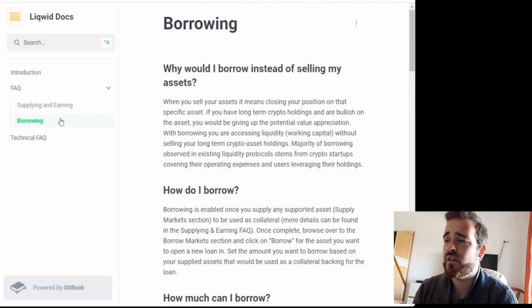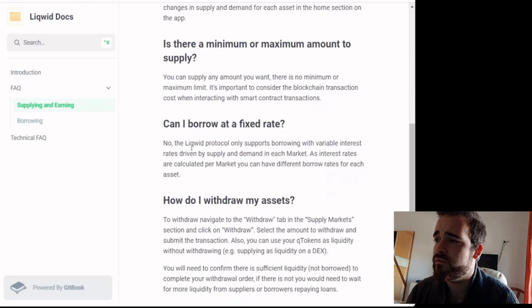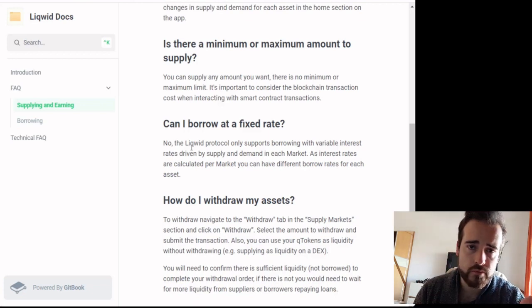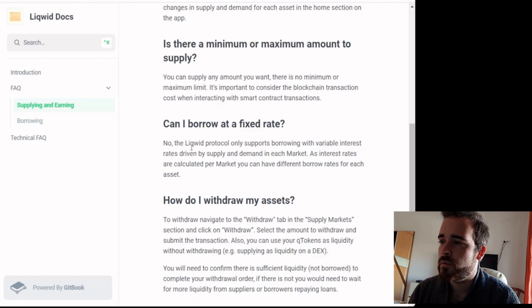So the rate is always variable and is always changing. Basically, you can have different rates for each asset you have. And yeah, you need to consider that there will be fluctuations between demand and supply that will affect the interest rate you're paying. Of course, don't worry, you'll have a dashboard where you can check all that.